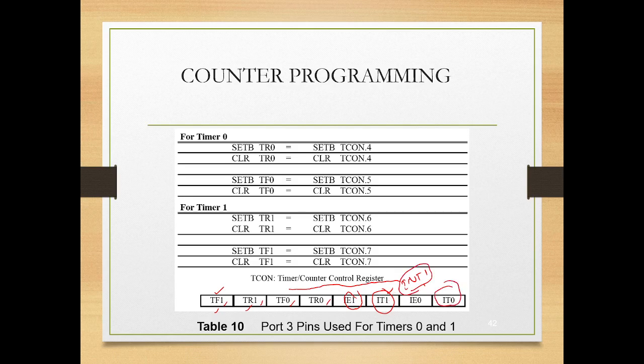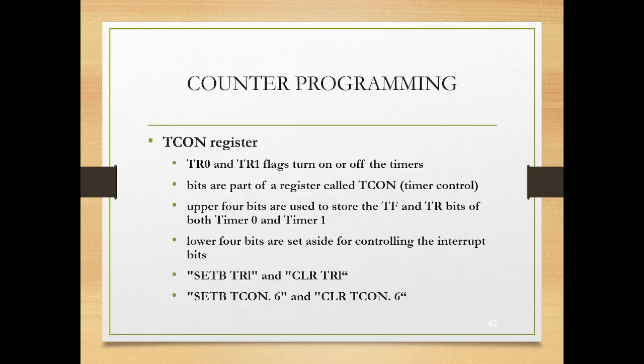Similarly, we have for timer 0 also the external interrupt, as well as the external interrupt type selections. So this is about TCON. The bit numbers and instructions are mentioned here; this is bit addressable, so we use TCON dot pin number. Set or clear: set in the sense it will be 1, clear in the sense it will be 0. So whatever I have explained, it is mentioned in those points.